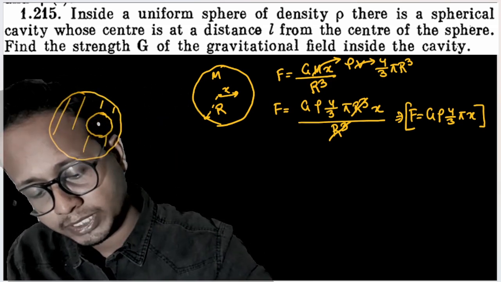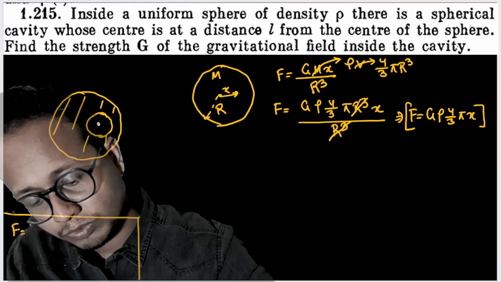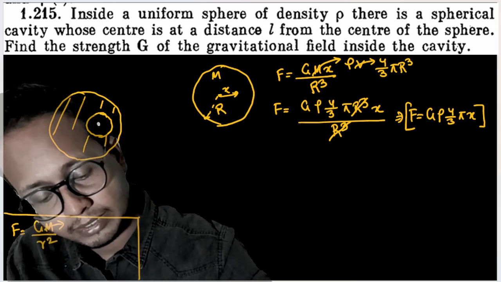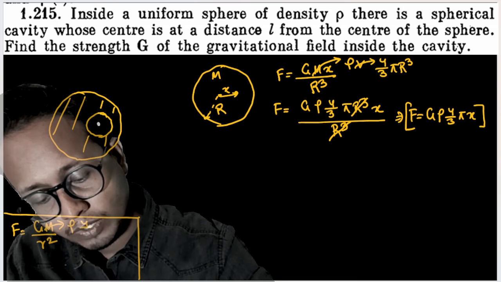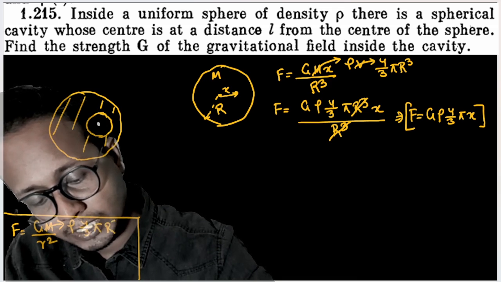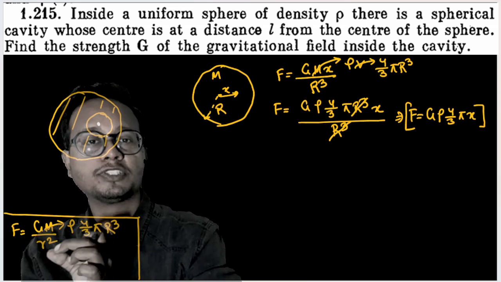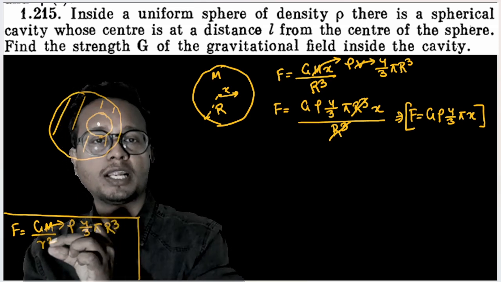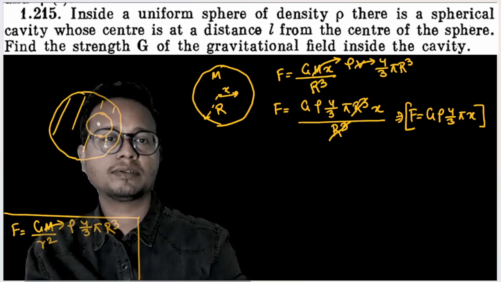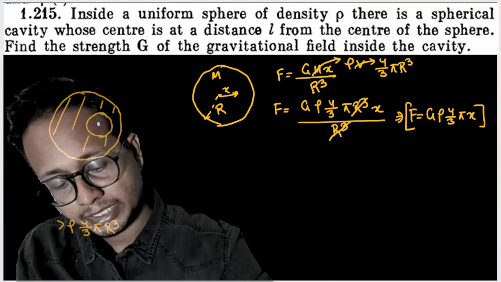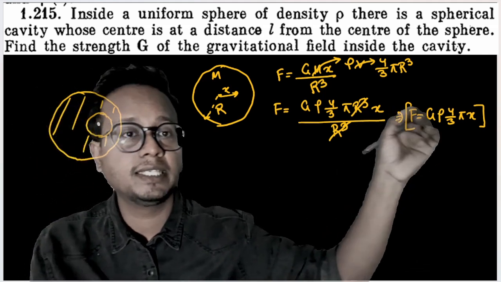Similarly, some additional information. What about the formula F is equal to G m by r square? Same kind of thing will happen. Replace mass by density into 4 by 3 pi capital R cube. If the field is found at the surface of the planet, this small r becomes capital R, isn't it? So I've done the same thing here, that means I have written the formula in terms of density instead of mass.